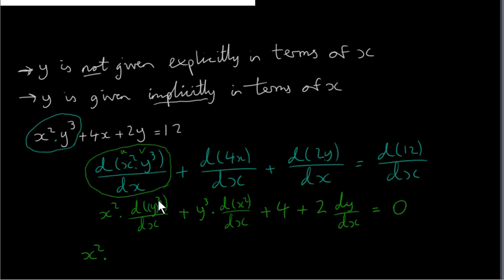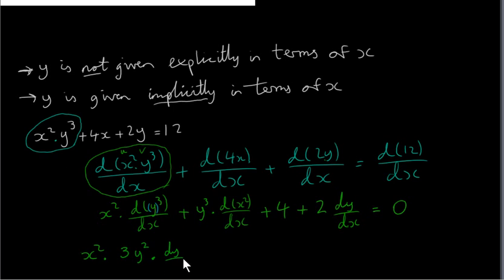So we take the power that the expression is raised to, which is 3, multiply in front of the expression, which is y, take 1 from the power to get 2, so we get 3y squared. And then we multiply by the derivative of the expression in the brackets. So you can think of y as being some expression in brackets. We're just applying the chain rule here.